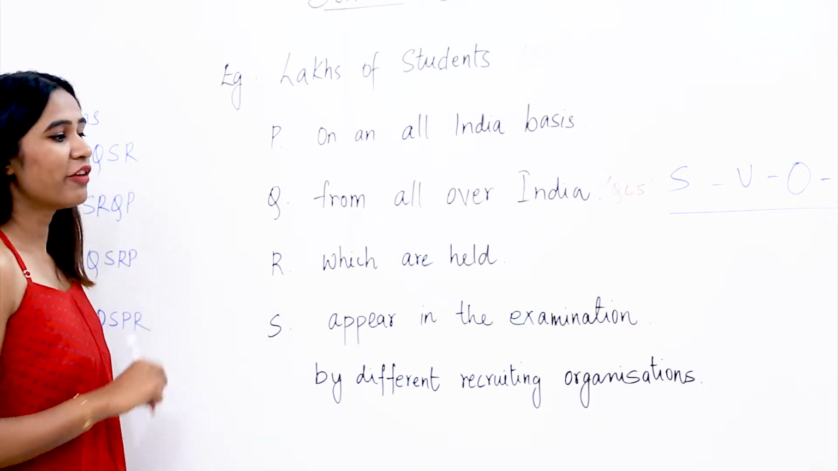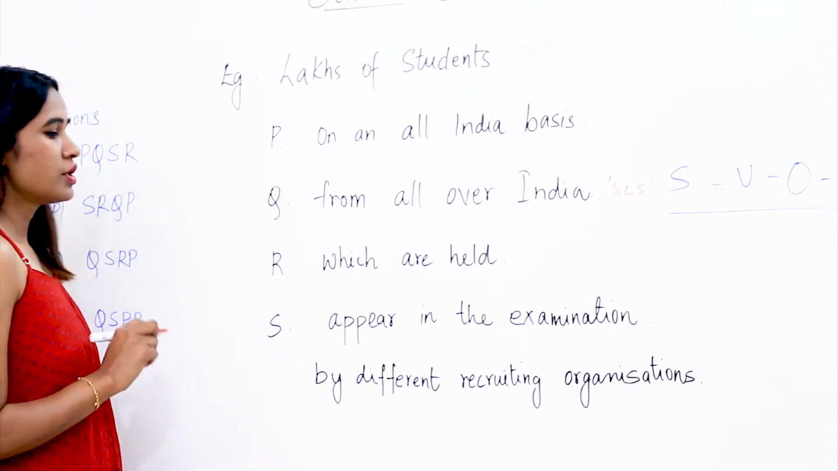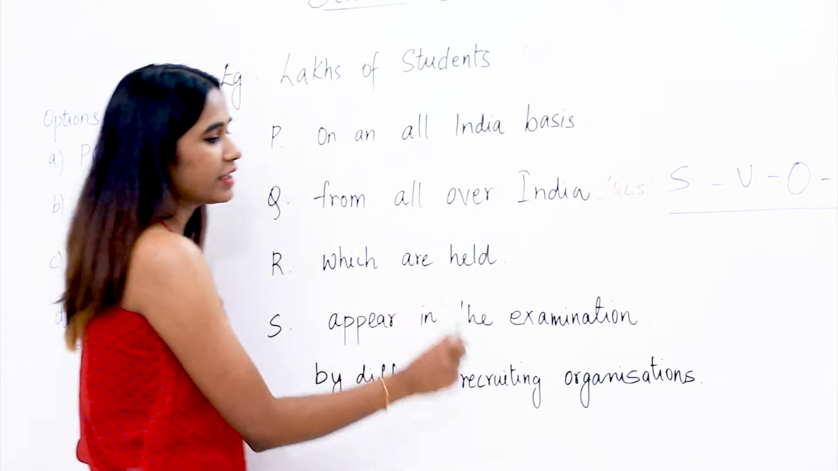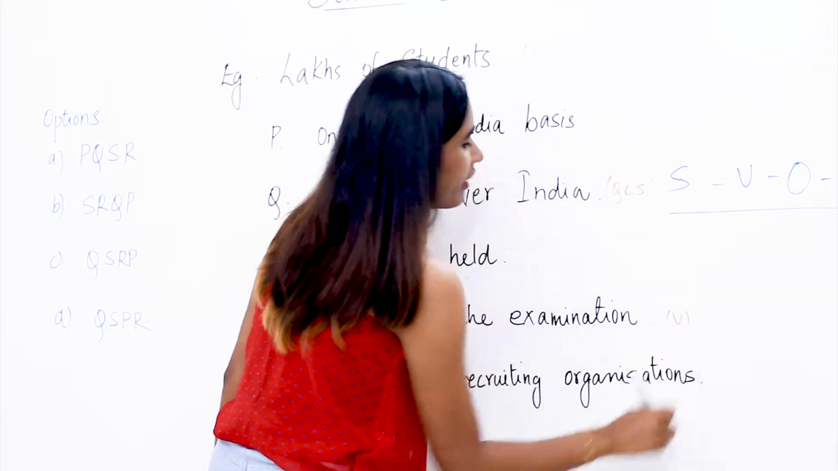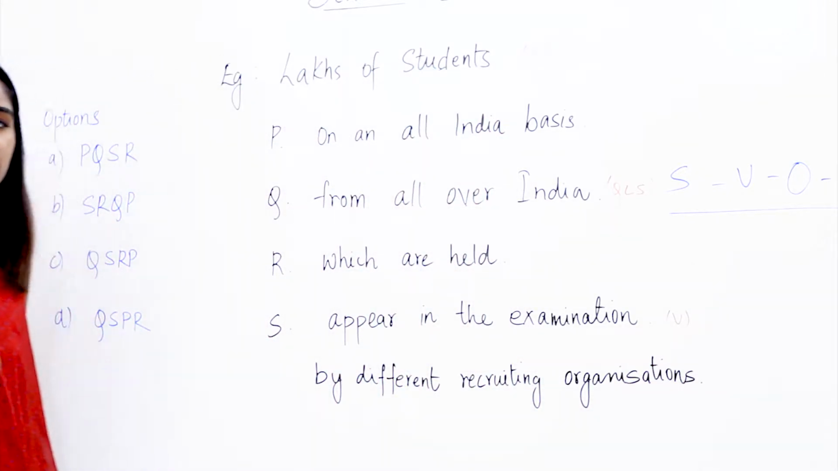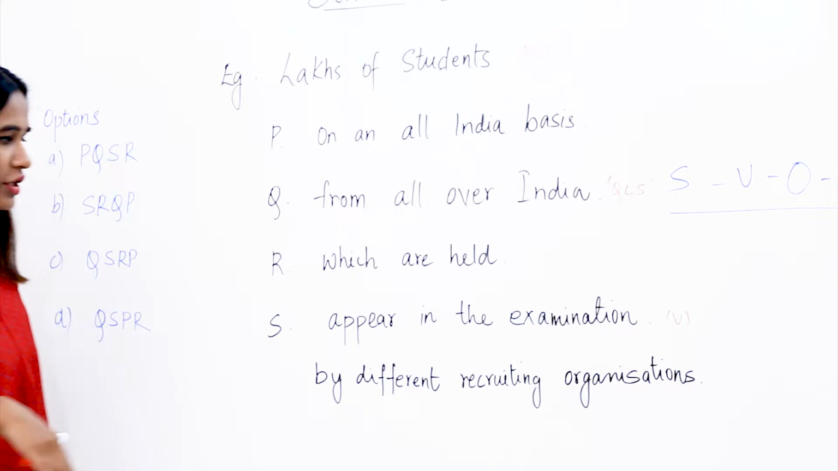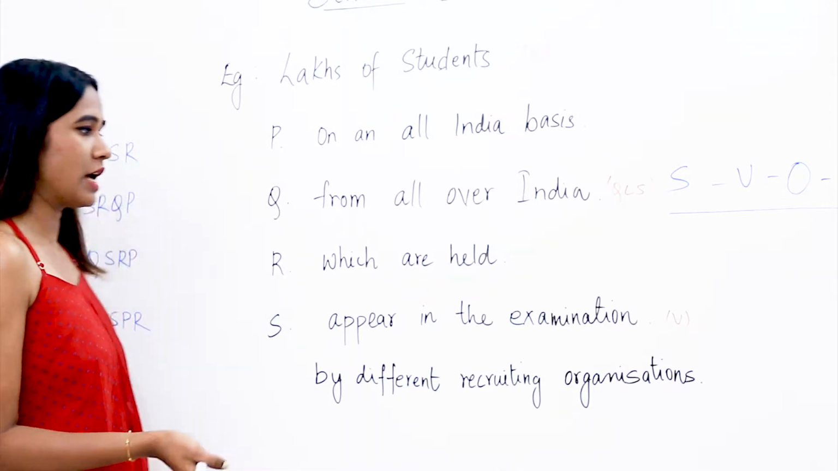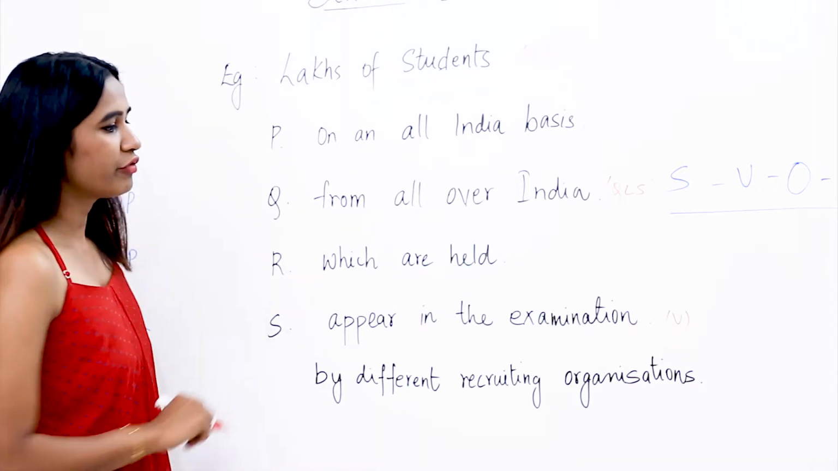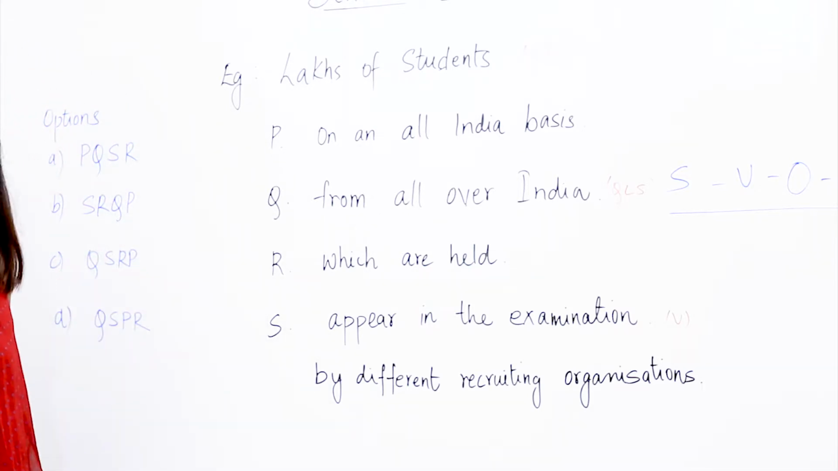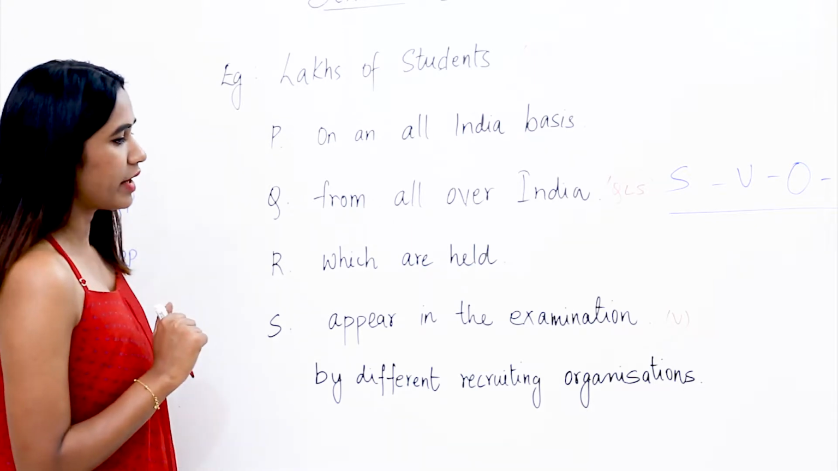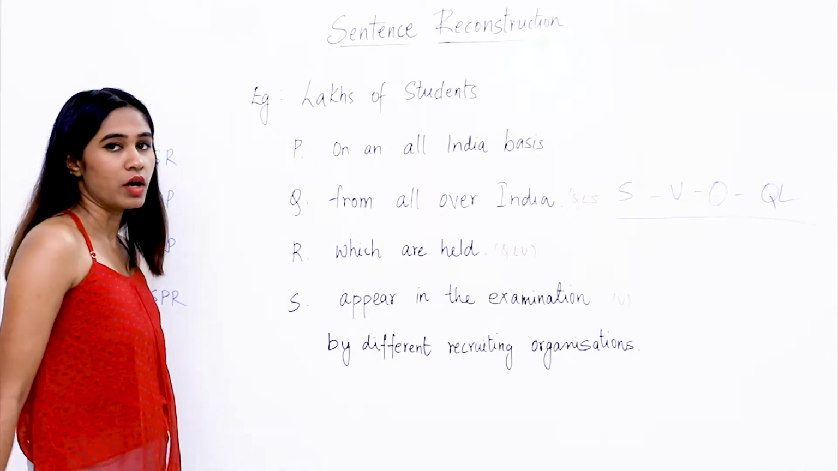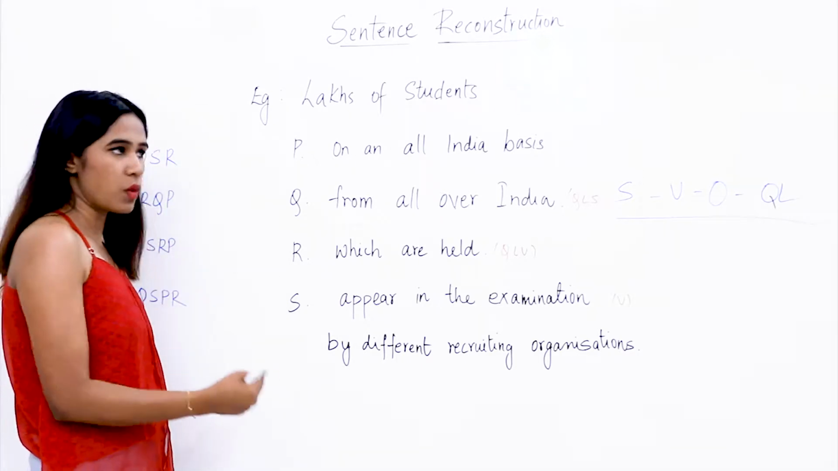Next we have to find out the verb. Which is the verb here? The verb is "appear in the examination". Why? Because a verb shows an action, it tells about an action. Why have the students come? To write an examination, to appear for the examination. Next we have to find out the qualifier of the verb. "Which are held" is the qualifier of the verb, because it is telling about the verb.